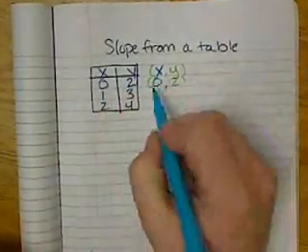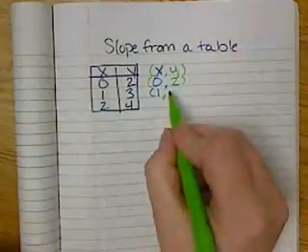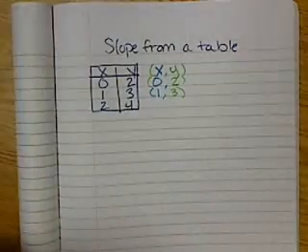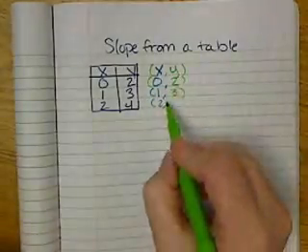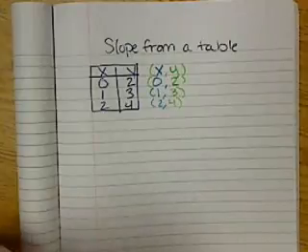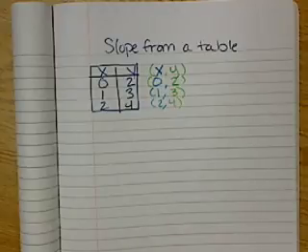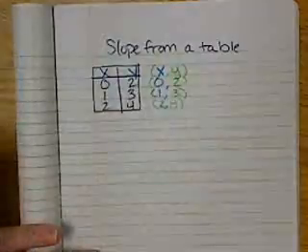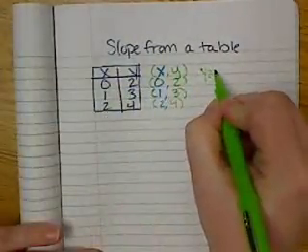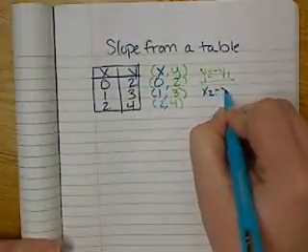I can do the same with the second one. 1, 3. There's another ordered pair. And 2, 4. So you can absolutely do it this way and get your ordered pairs from the table. And then you can do the formula to find slope, which is y2 minus y1 over x2 minus x1.